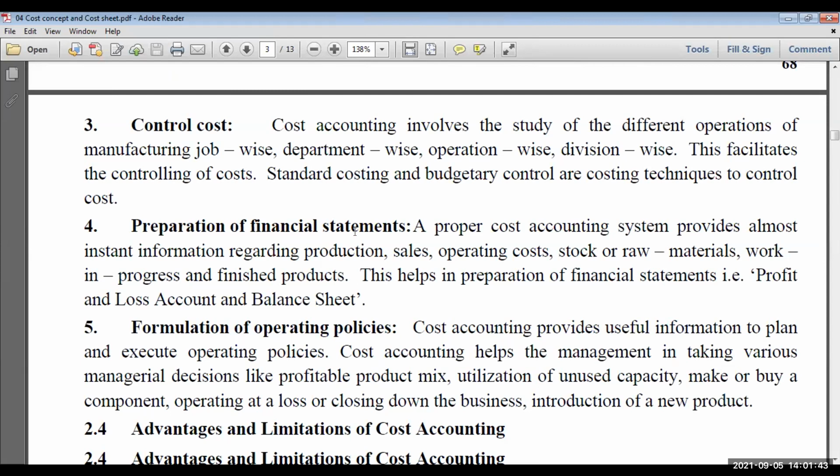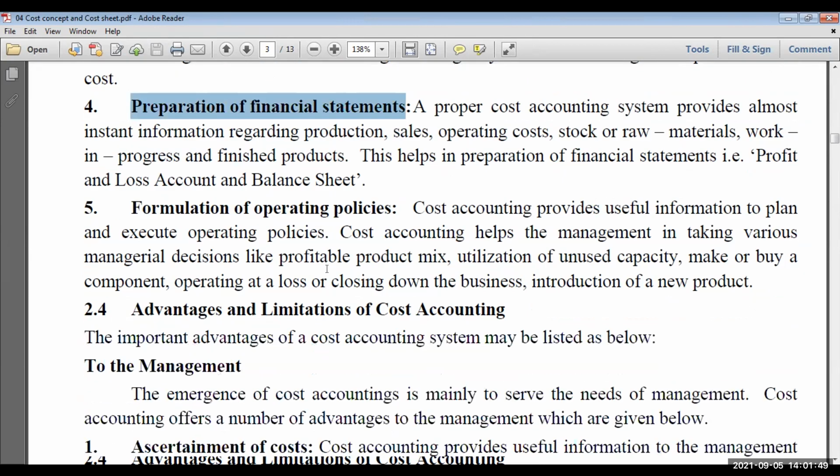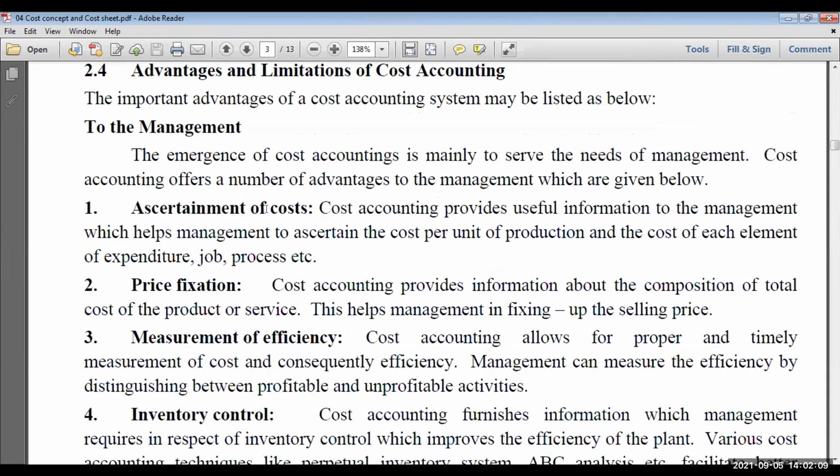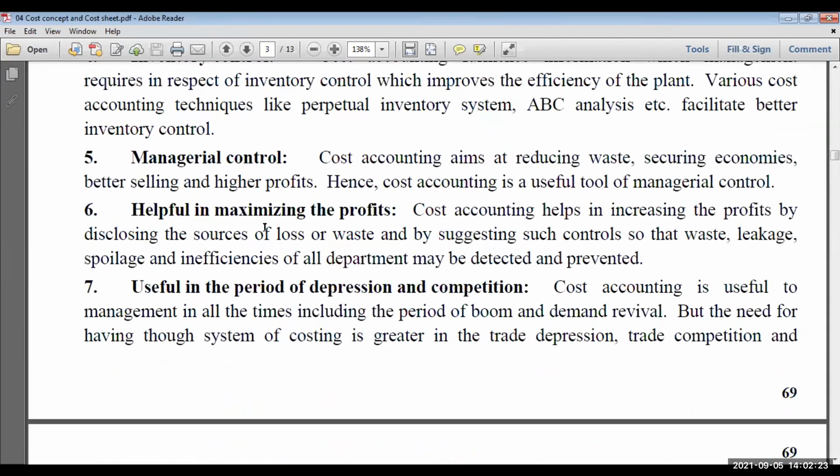Then preparation of financial statements. In cost accounting also we can prepare the statement of profit or loss. Then the next one is formulation of operating policy. Based on the techniques we follow, we come to know some learnings, and based on that we can formulate the production and operating policy for the company. These are the various advantages of cost accounting, but basically 2 objectives: ascertainment of cost and control over the cost.